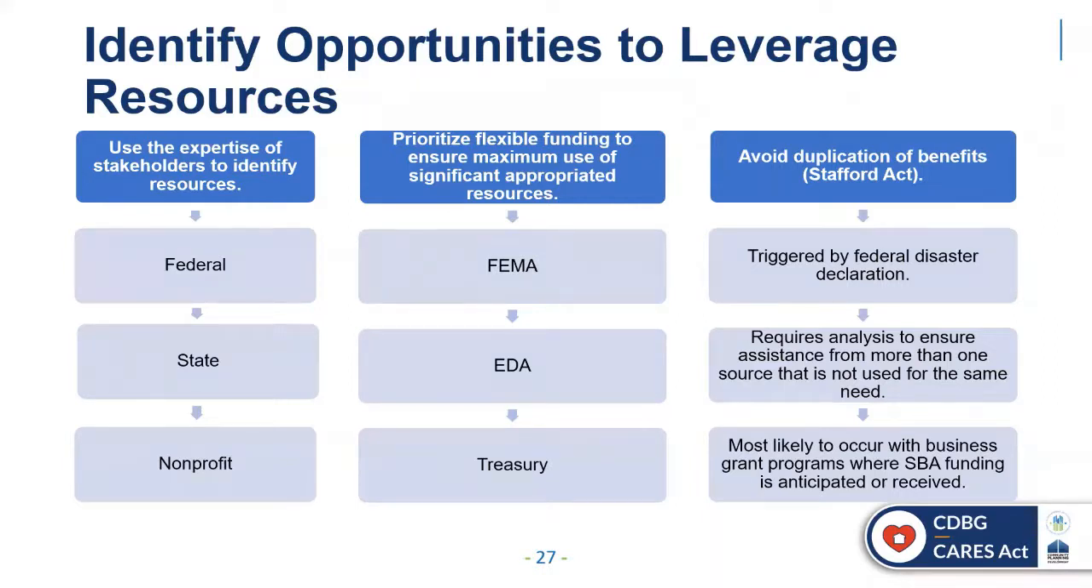So a duplication of benefits, or a DOB, occurs when a person, household, business, government entity, or other entity receives financial assistance from multiple sources for the same purpose, and the total assistance received for that purpose is more than the total need for the purpose. And we're going to get into a little bit more detail on what the programmatic implications are for you all as grantees, and how you integrate that type of analysis into your program policies and procedures.